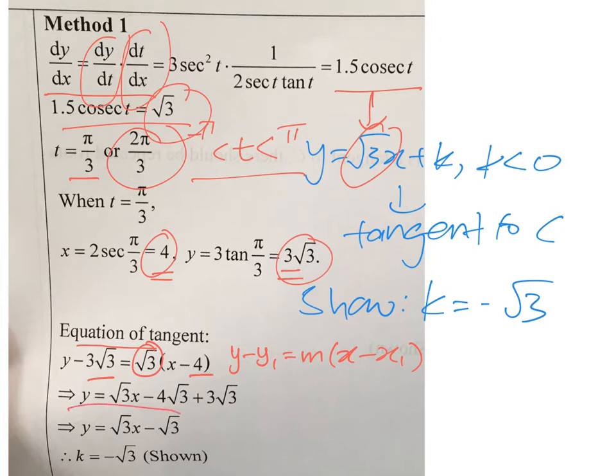We should be able to show that the equation of this tangent is y equals root 3 x minus root 3, and hence your k value is negative root 3, which is what we are required to show. But don't forget that we also have to consider the other value, when t equals 2 pi over 3, to show if this is also an acceptable value. So what value of k do we get when t equals 2 pi over 3?